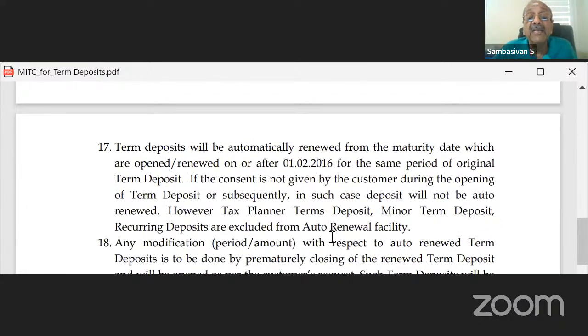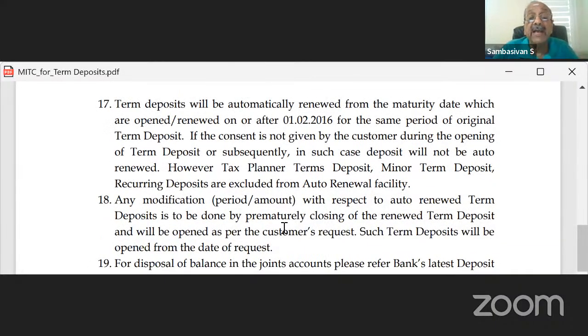Another point, term deposits will be automatically renewed from the maturity date, which are open or renewed after 1/2/2016. Normally, they do it for the same period, and it is done for 10 years only. But if you want it to be more, you should approach the branch and give a written request. From that date again, a 10-year period will take place. And in the case of tax planner term deposit, minor term deposit, recurring deposit, auto renewal facility is not there.